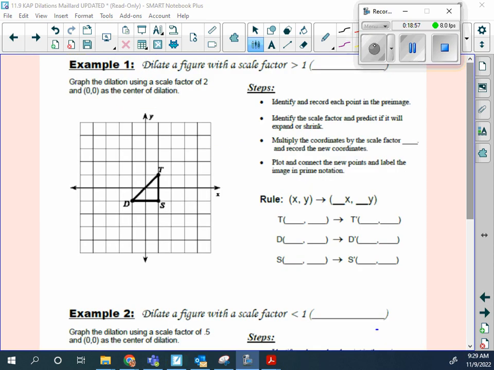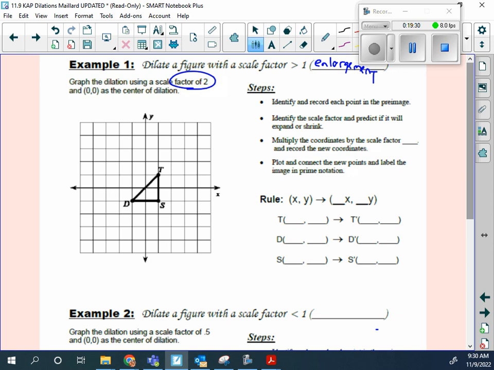Okay, so now let's actually do the math. We already know what's happening in dilations. Now let's do the math, okay? So, dilate a figure with a scale factor greater than 1. So what type of a dilation is it going to be? Enlargement. Okay? So it says graph the dilation using a scale factor of 2, and 0, 0 is the center of dilation. You see what I mean? Where it says 0, 0 center of dilation, it's always going to be that here. Okay? Here are your steps.